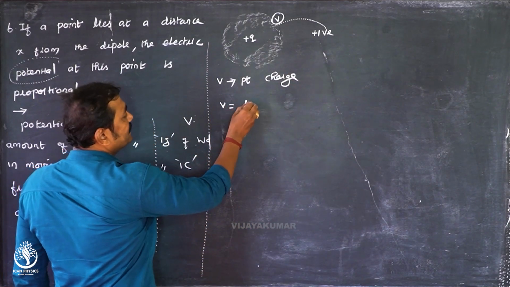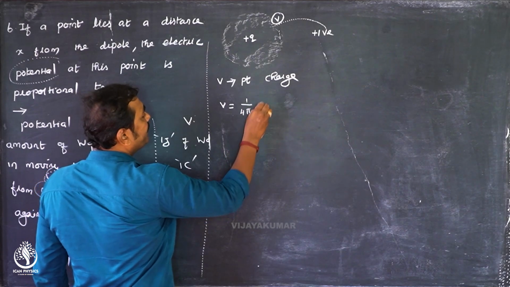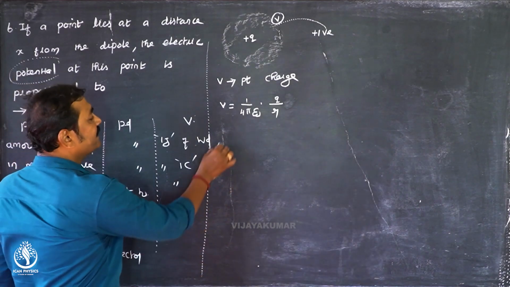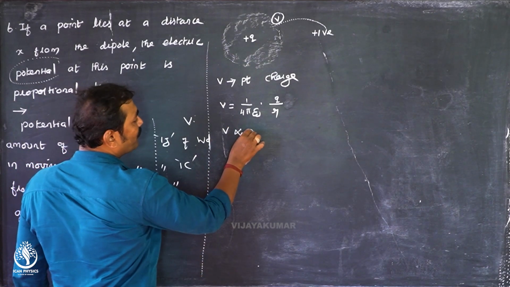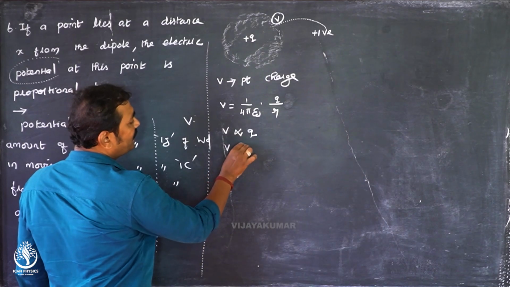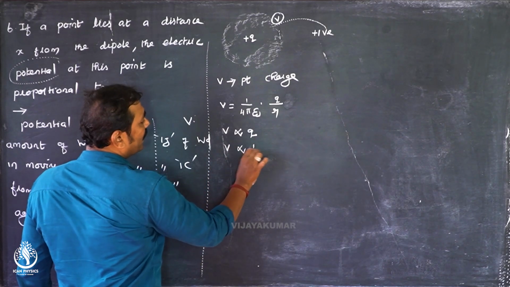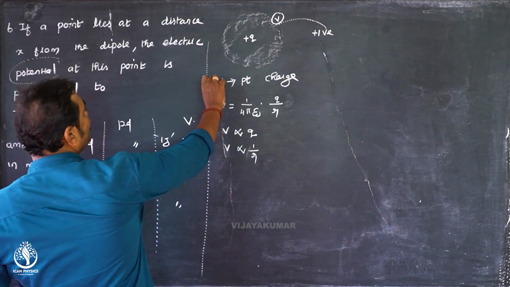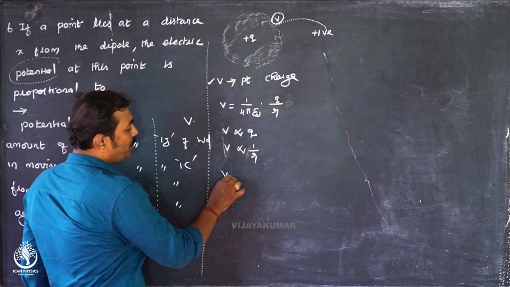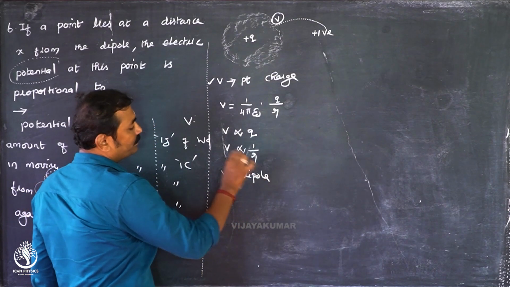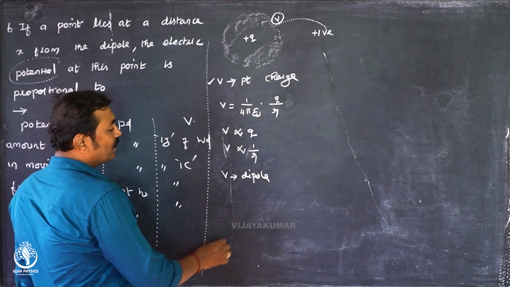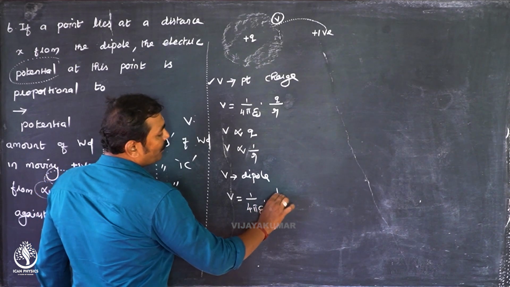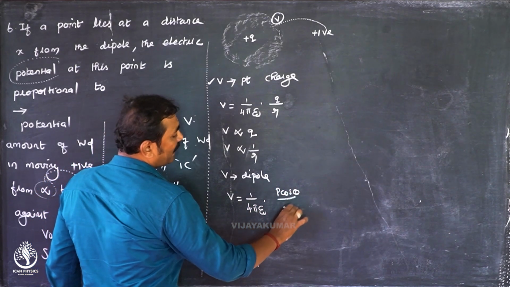V equal to 1 by 4 pi epsilon 0 Q by R. Then we can say potential is directly proportional to charge and inversely proportional to distance. So this is the potential due to point charge. The next one, potential due to dipole. V equal to 1 by 4 pi epsilon 0 P cos theta by R squared.